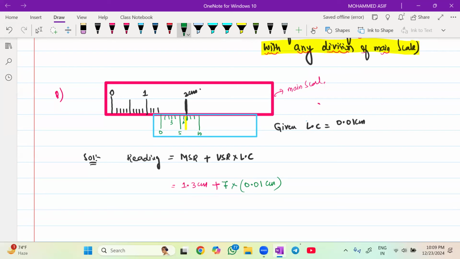Whatever may be the reading of the main scale, that is immaterial for us. But which number is coinciding of the Vernier scale? This is your Vernier scale. This is your main scale. 7 of the Vernier scale is coinciding with the main scale. Some number is coinciding, so that number is 7 right now for me.